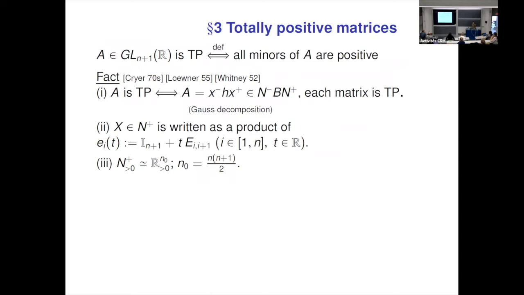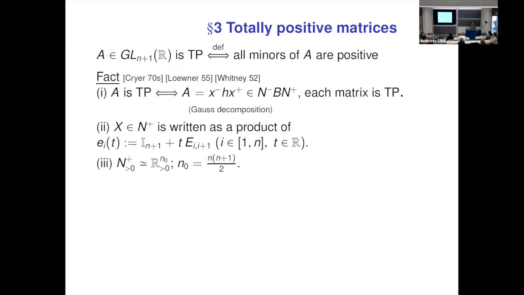So let's go to the main topics. The first one is about totally positive matrices. The total positivity for a square matrix is defined in the following way. A belongs to GL_{n+1} is totally positive if and only if all minors of A are positive. So this is the definition.